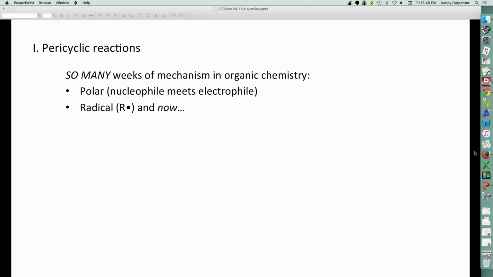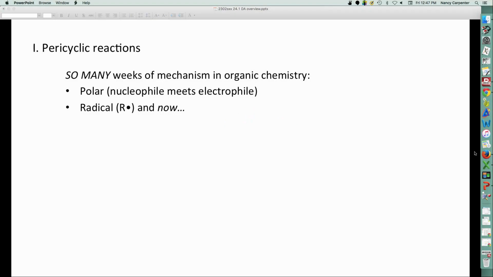It was only recently that we introduced a new player, that being our R dot, our radical, where the clue is either heat or light, and the absence of polarity.